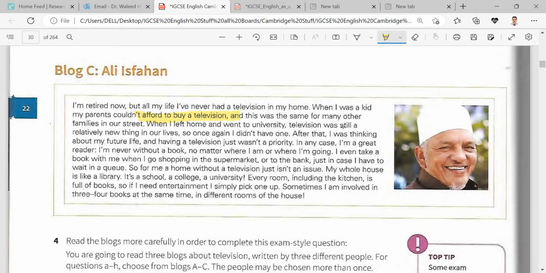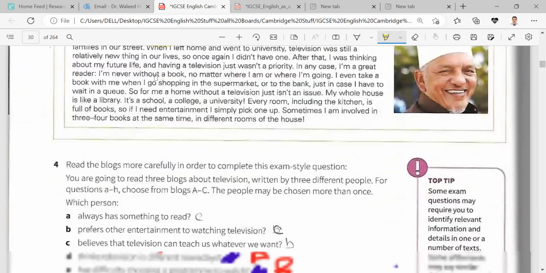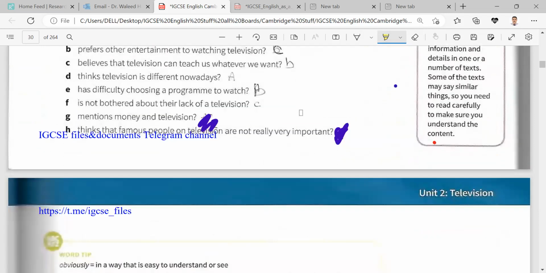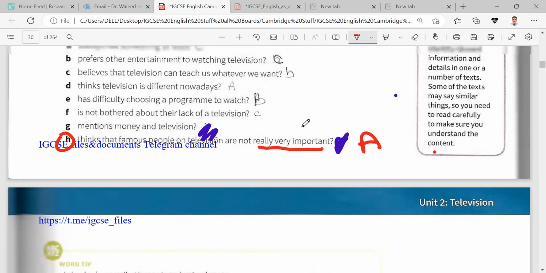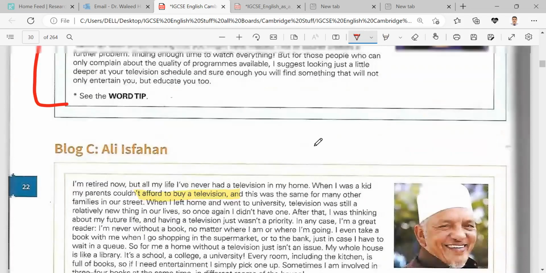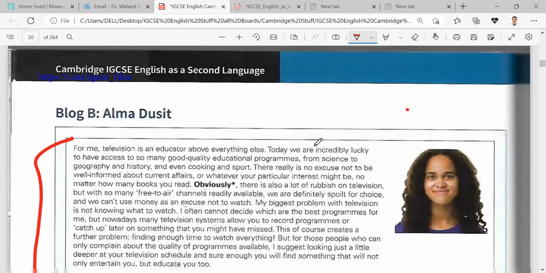Yes. Well done, Khalid. MashaAllah. Perfect. Good job. Great. Great, Khalid. Okay, the last one, please. A. Think that famous people on television are not really very important. Yes, A. Perfect, Khalid. MashaAllah. Tabarakallah. Well done. Right?